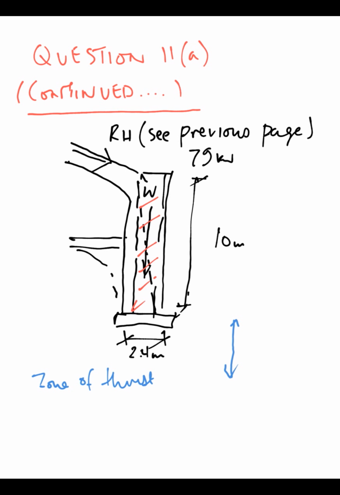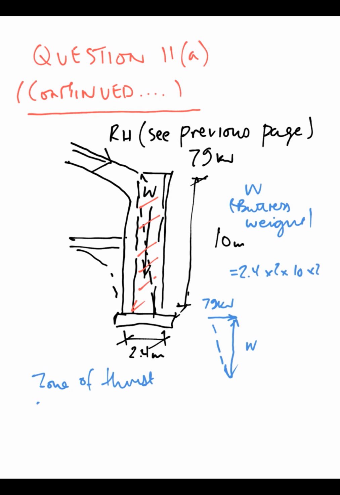So the zone of thrust, we draw our vector system for the forces. We would like the geometric equivalent to be within the middle third, so we work first of all out what W is, the buttress weight. It's 2.4 times 2 times 10 times 22, which density gives you 1056 kilonewtons. So there's our parallelogram of forces.